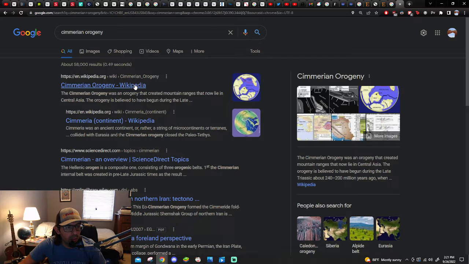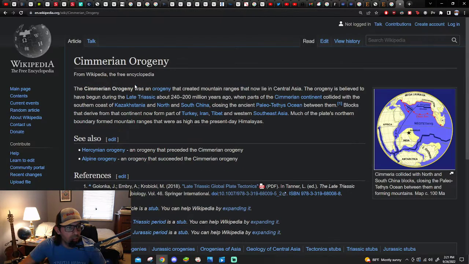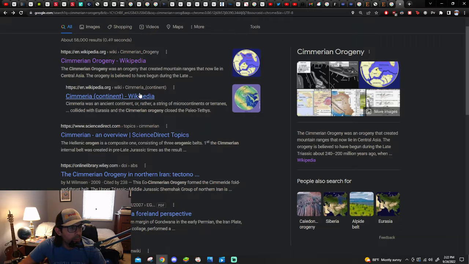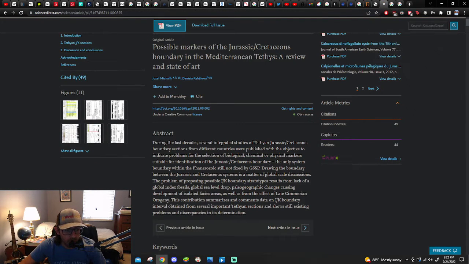It's an orogeny that created mountain ranges that now lie in Central Asia. You mean Himalayas? Oh. It doesn't even show it. Wait. Here we go. Four mountain ranges were much of the plate's northern boundary. Okay.